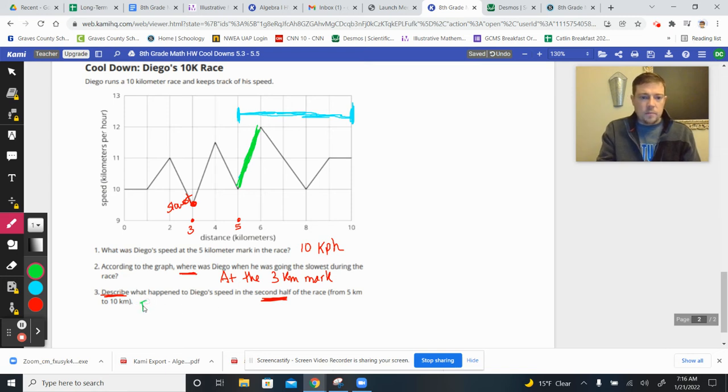Let's write that down. From kilometer 5 to 6, Diego increases speed from, looks like he goes from 10 kilometers per hour here all the way up to 12, from 10 to 12 kph, kilometers per hour. Okay, now there are 1, 2, 3 other descriptions that you need to add to this one.